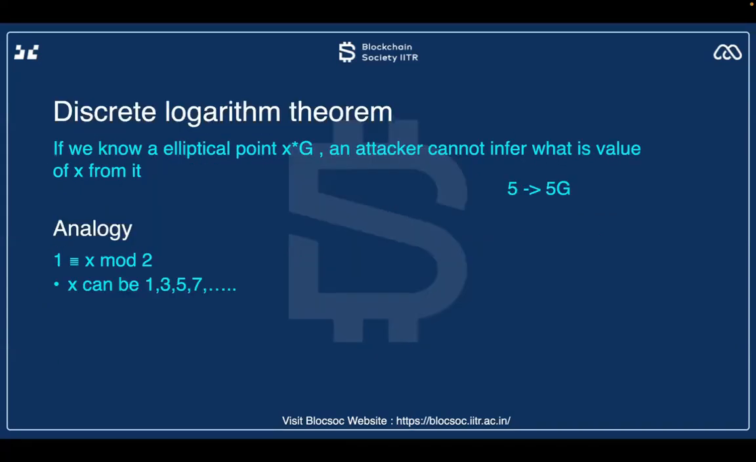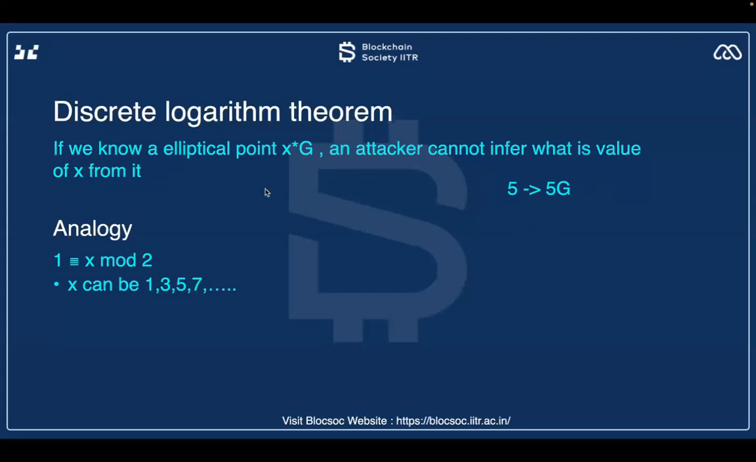So let's talk about the discrete logarithmic theorem. It's a very important theorem with respect to the elliptic curve. This tells you that if you know an elliptic point x into g, which was formed by repeatedly applying the binary operation on g, you cannot infer what the value of x was from it. As an example, if you apply the operation on the generator element g 5 times, you will get 5 into g. So if you have a variable x and you encrypt it to the value x into g, you cannot tell what x was if you destroy it after the encryption.